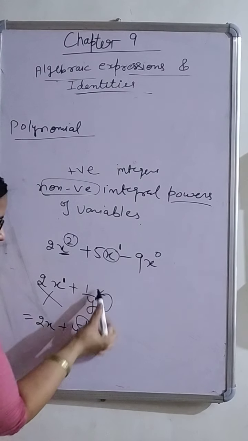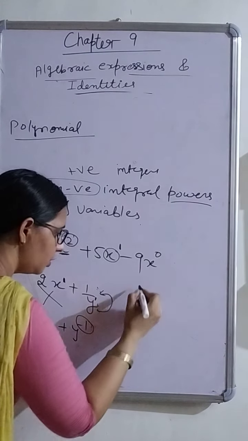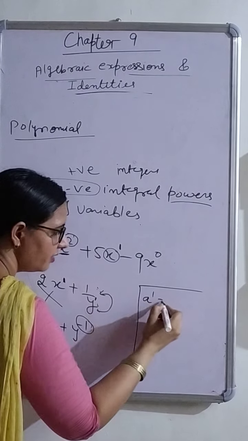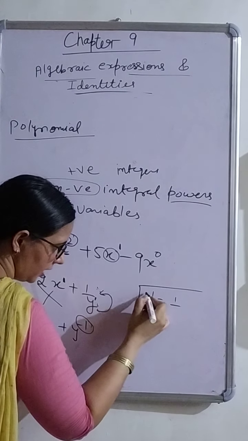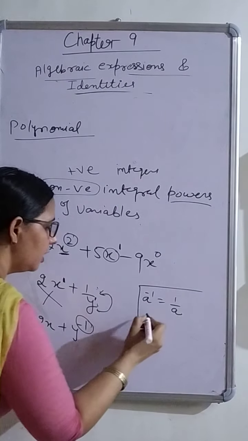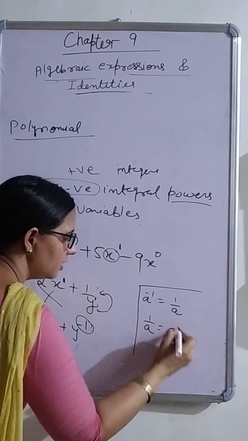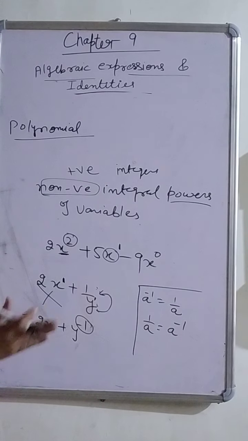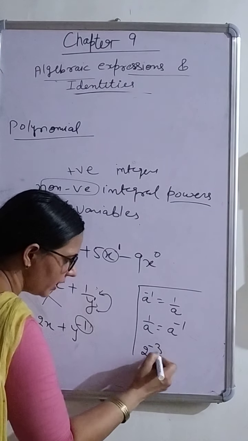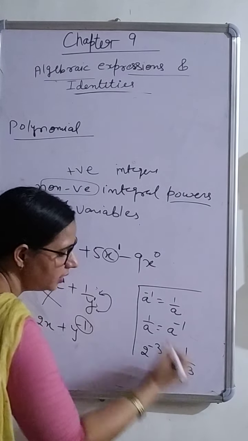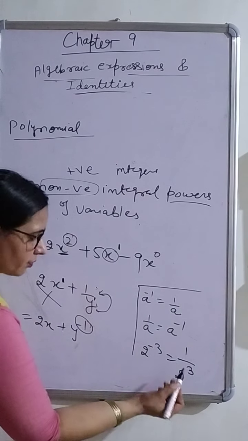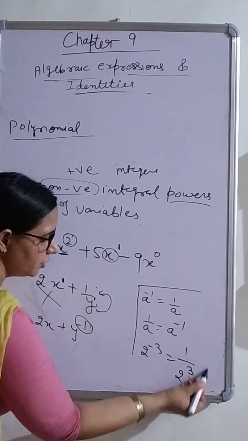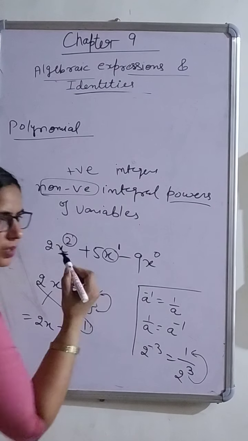And the rule used here, you have read in 12th chapter laws of exponent. 1 by a we can write as a raised to power minus 1. Means if we want to make the power positive or negative, then we shift the number from numerator to denominator or denominator to numerator. Then 2 raised to power minus 3 we can write as 1 by 2 raised to power 3. So here the power given is 3. If we shift this 2 raised to power 3 to the numerator, it will be 2 raised to power minus 3.